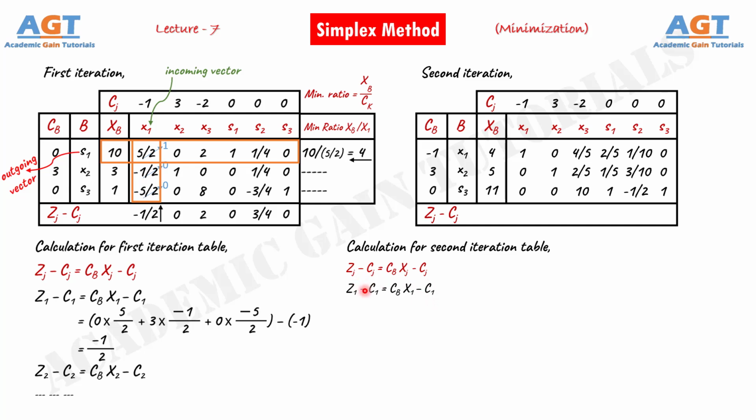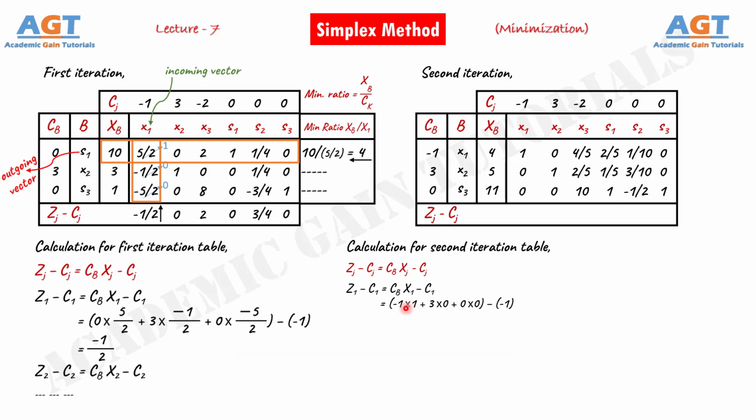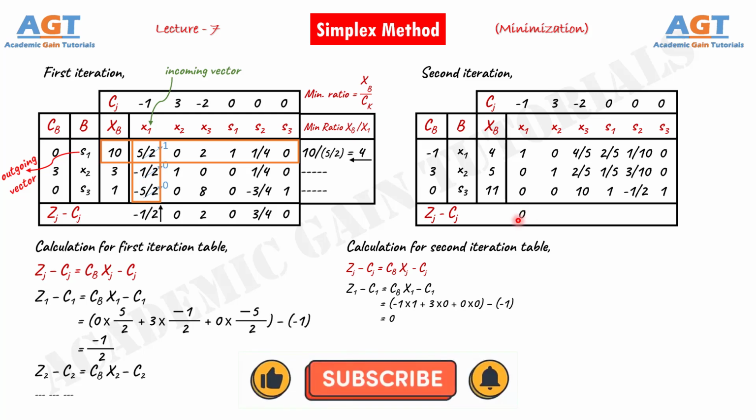Here we have to multiply CB with X1, so minus 1 into 1 plus 3 into 0 plus 0 into 0. Now, here we write minus 1 into 1 plus 3 into 0 plus 0 into 0, then give the minus sign from the formula, and, in the Cj row, we can see the value of C1 is -1, so we write -1 here, and finally, the value of Z1 minus C1 will be 0, so in this row, here we will write 0.